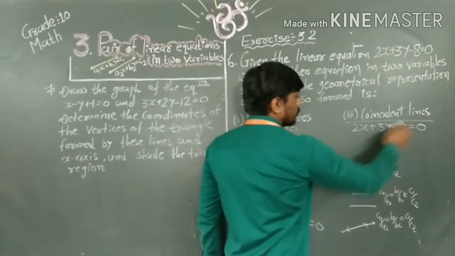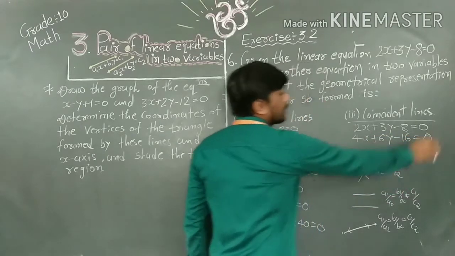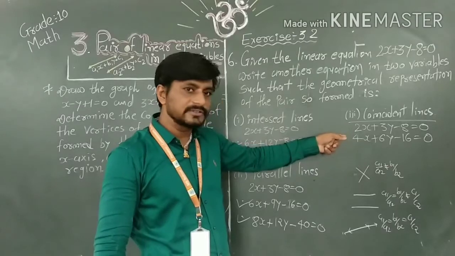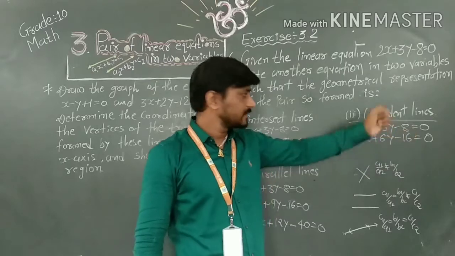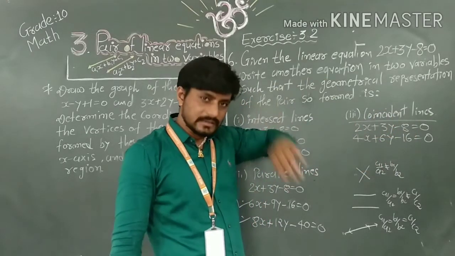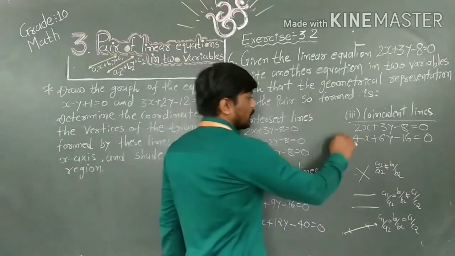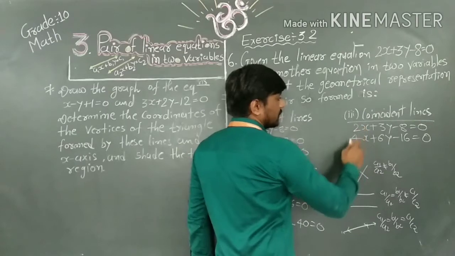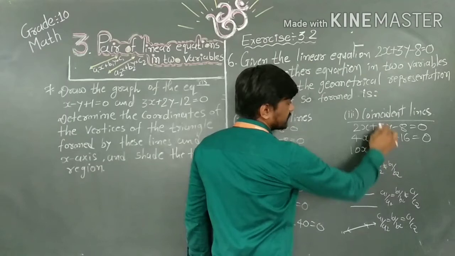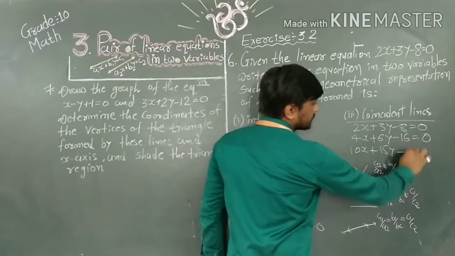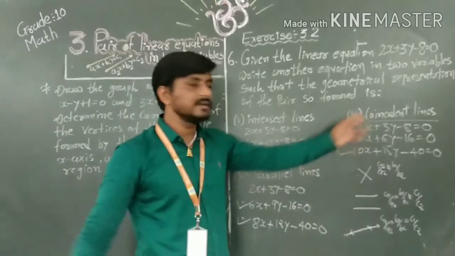If we multiply by 2, 2 twos are 4, 3 twos are 6, 8 twos are 16. Now compare the ratios. 2 upon 4, that means 1 half. 3 upon 6, again 1 half. 8 upon 16, again 1 half. Therefore, these two equations become coincident lines. Or you can multiply by any number. This time we multiply all terms with 5: 5 twos are 10x, 5 threes are 15y, 8 fives are 40. This is also a second example of coincident lines.